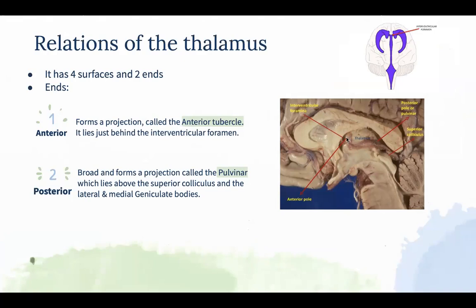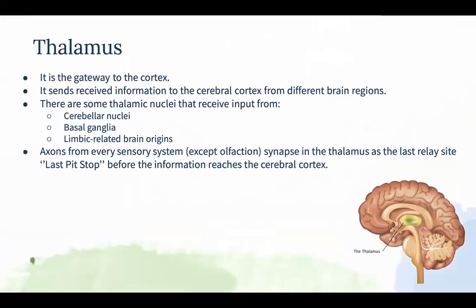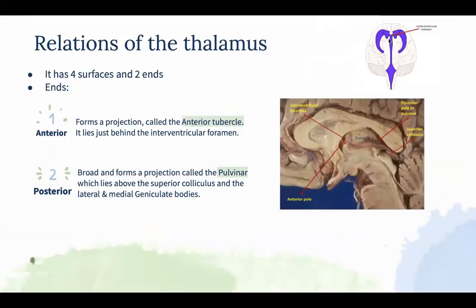Where is the interventricular foramina? إذا شفنا this diagram of the ventricles راح تكون هنا. Exactly. Behind this area. And the pulvinar, اللي هو the posterior end, it's broad, and it lies above the superior colliculus والlateral and medial geniculate bodies. راح نتكلم عنهم بعدين إن شاء الله. Superior colliculus هنا نشوف posterior pole of the pulvinar.